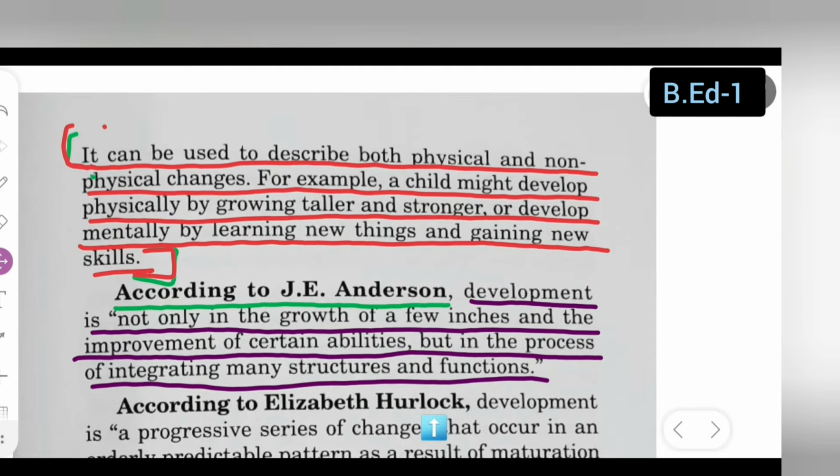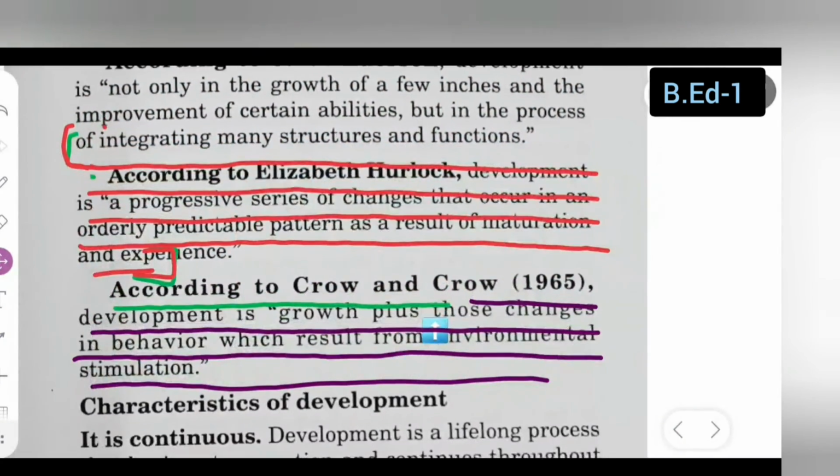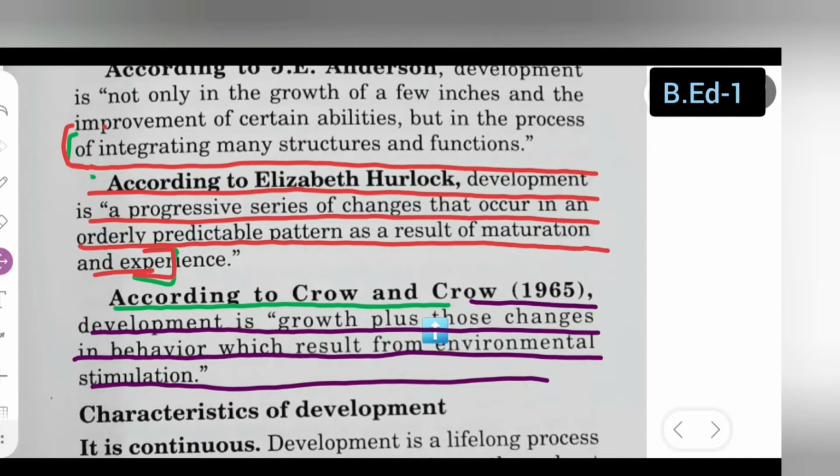Moving towards the next topic, according to Elizabeth Hurlock, development is a process. Development is a progressive series of changes that occur in an orderly, predictable pattern as a result of maturation and experiences. So this was the meaning of development according to Elizabeth Hurlock. It is a progressive series of changes that occur in an orderly predictable pattern. You can predict, right? As a result of maturation and experiences.